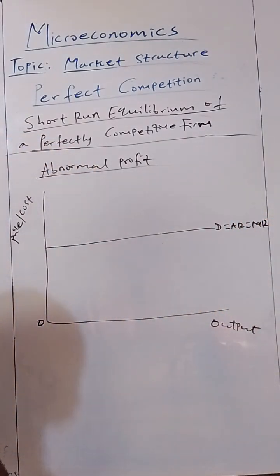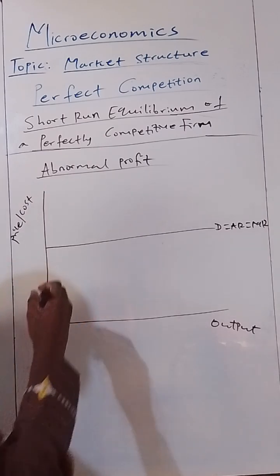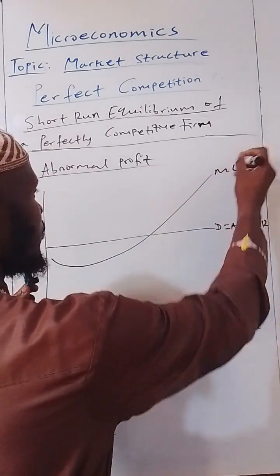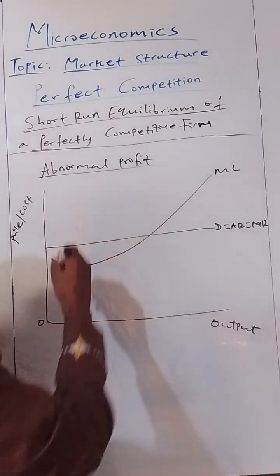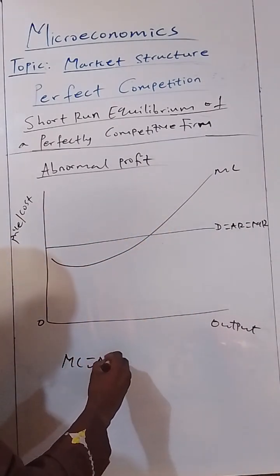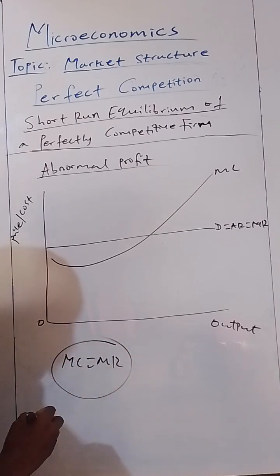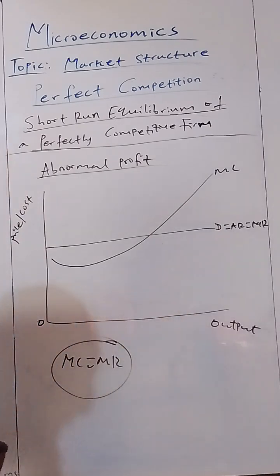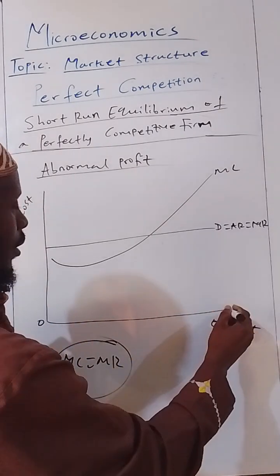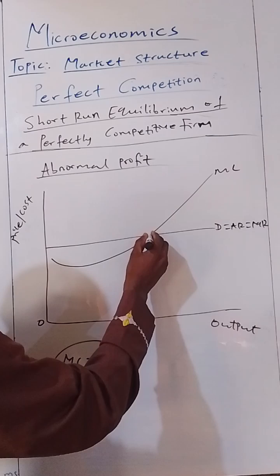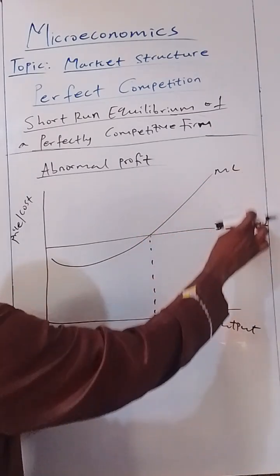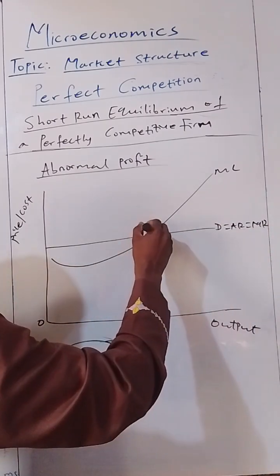Now, the next thing is to draw the marginal cost so that you determine the equilibrium of the firm. Let me start my marginal cost curve here. If I draw my marginal cost, the MC, don't forget the equilibrium condition states that MC is equal to MR, which is also known as the profit maximizing output level. Now you can see that this represents the equilibrium point. This is where MC is equal to MR. So we have E.